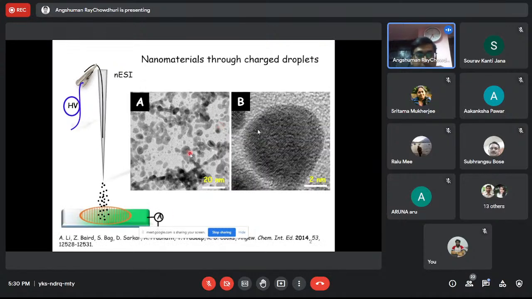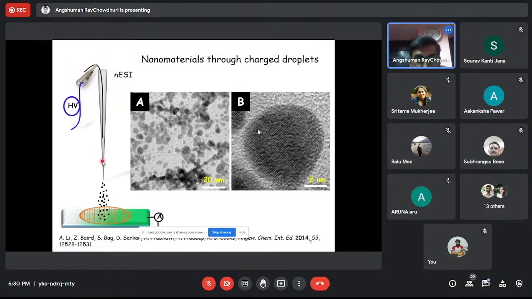Now coming to a paper that was published in 2014. In it, they have taken silver ions inside the droplet, as I told you before, inside the glass capillary, and they gave some potential to it through a platinum wire electrode.